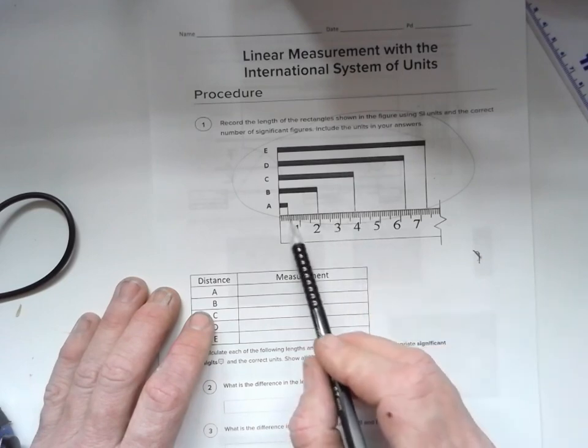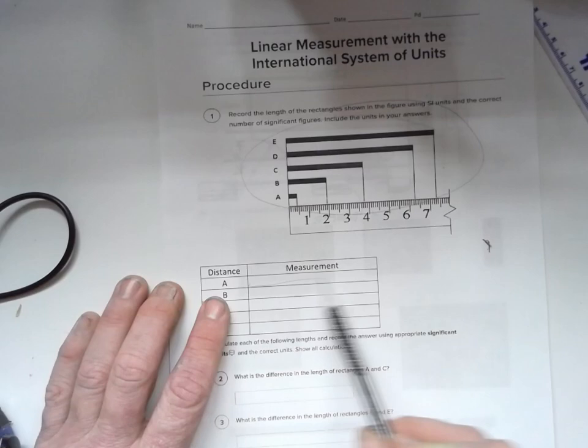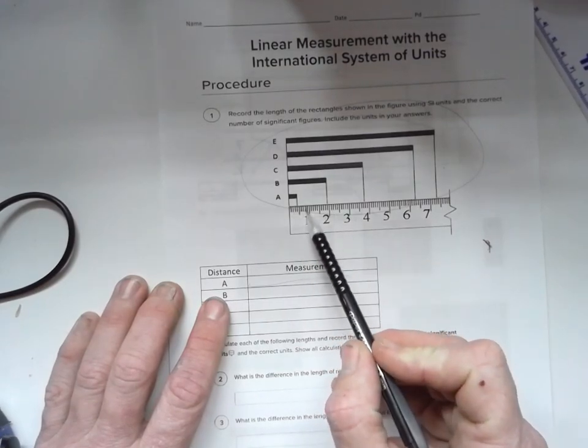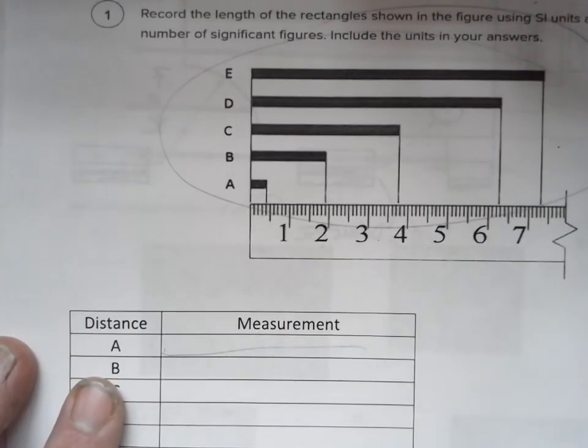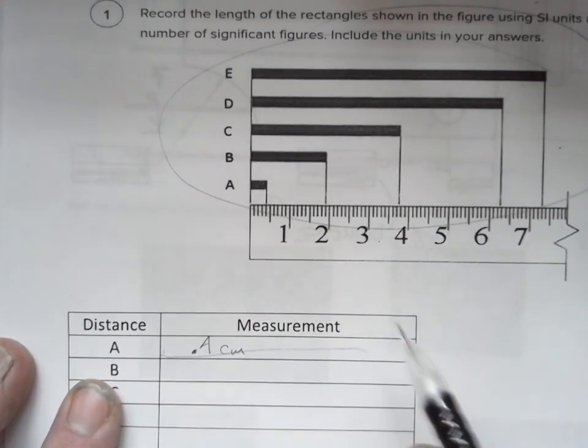They want you to use this pretend ruler down here. So when they say, what's the measurement for A, you're just going to look right here. In this case, we'll do this one real quick. A looks like it's about 0.4. You might say a little more, but we'll just say 0.4 for now. 0.4 centimeters.